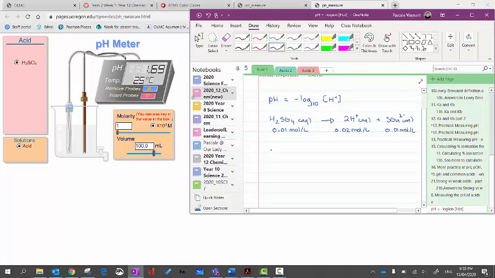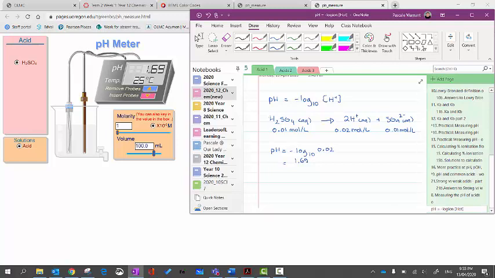So to work out the pH this time, we have to do the negative log of 0.02. And that's why we're getting a different answer. Okay, so that's a strong acid, but it is diprotic, so that's why we're getting a different answer.